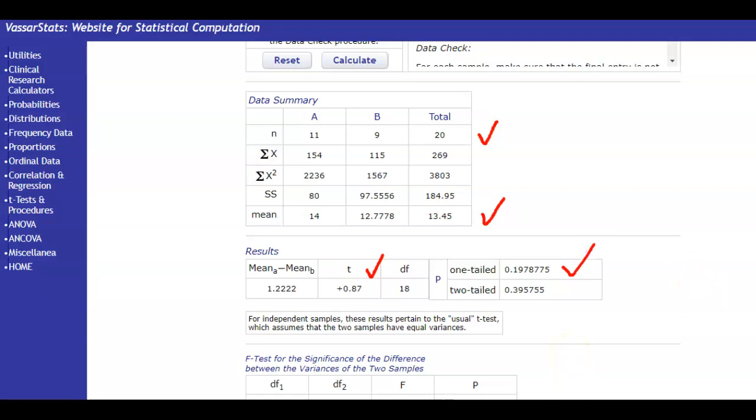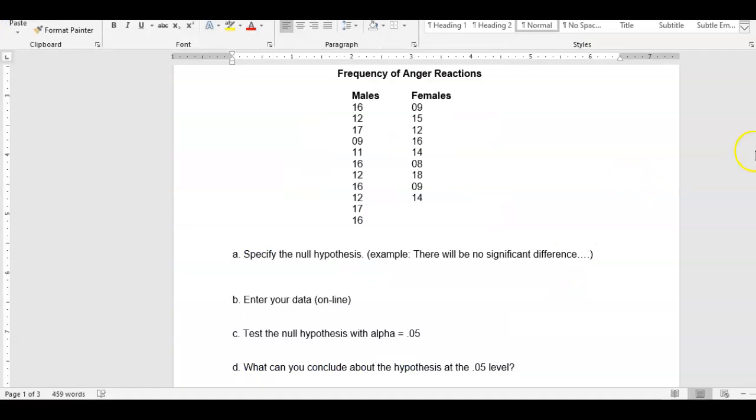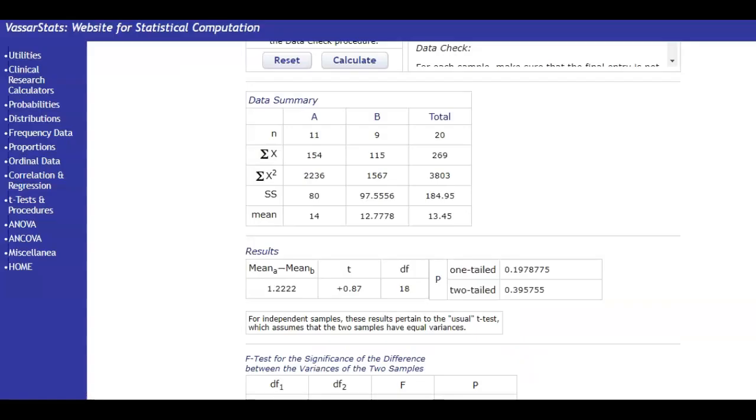So setting my alpha at 0.05, let's go back to this, if I can get it up on the screen here. Okay, setting my alpha at 0.05. There it is. Took me a minute. Test the null with 0.05. So what did I find? What I found was that I have almost 20% room for error. I wanted to be at 0.05 here or less, but that did not happen.